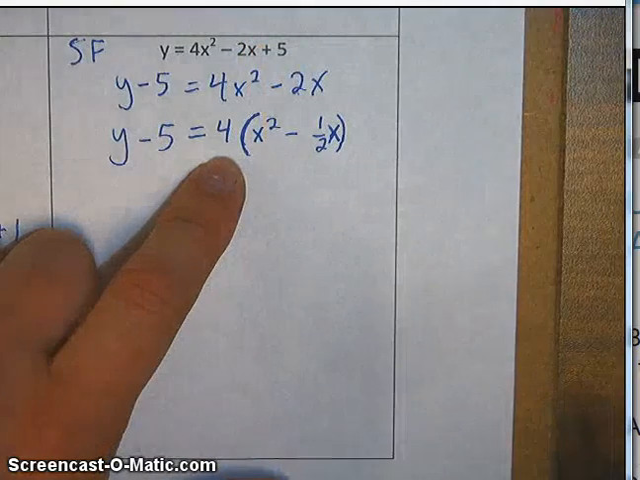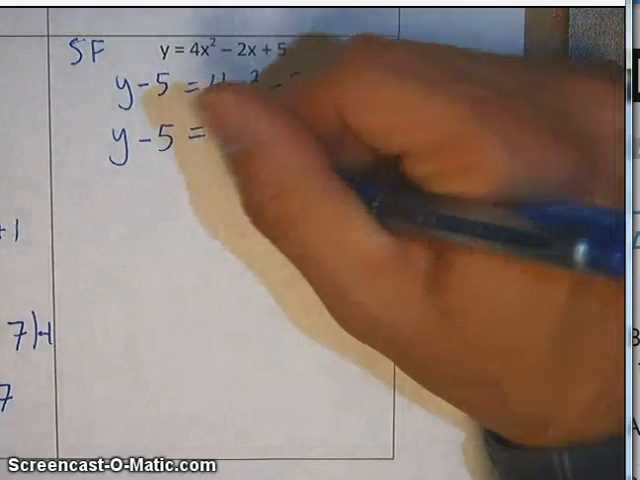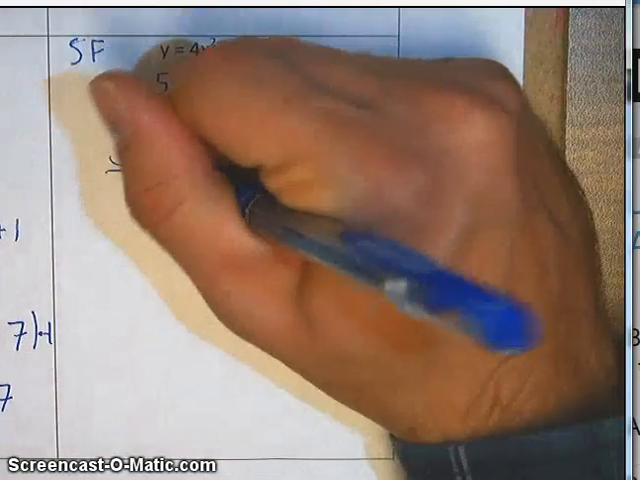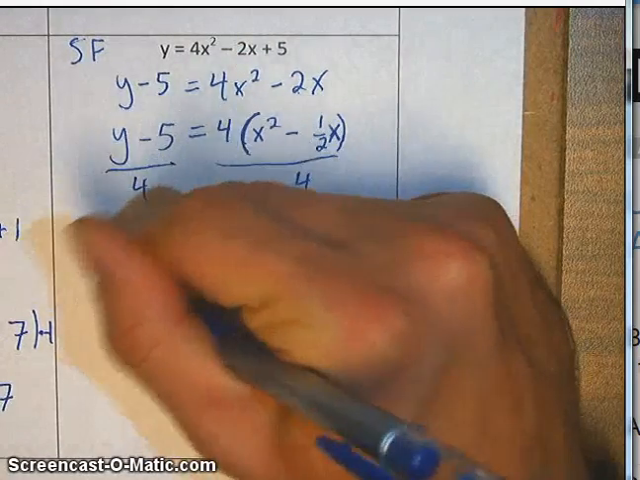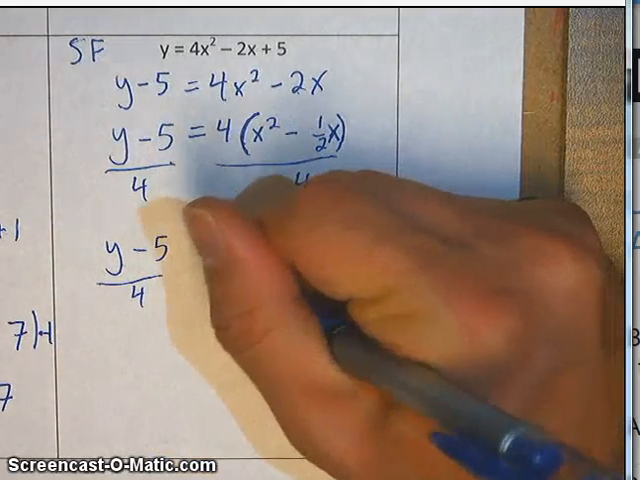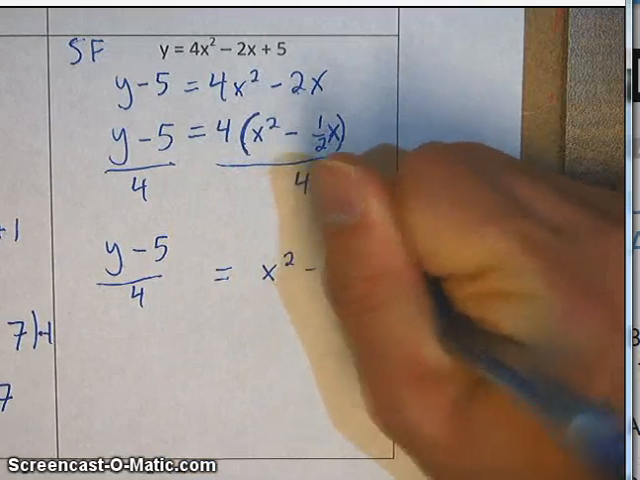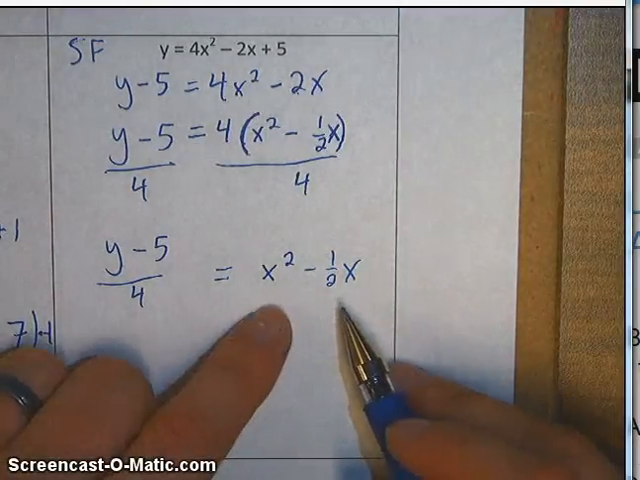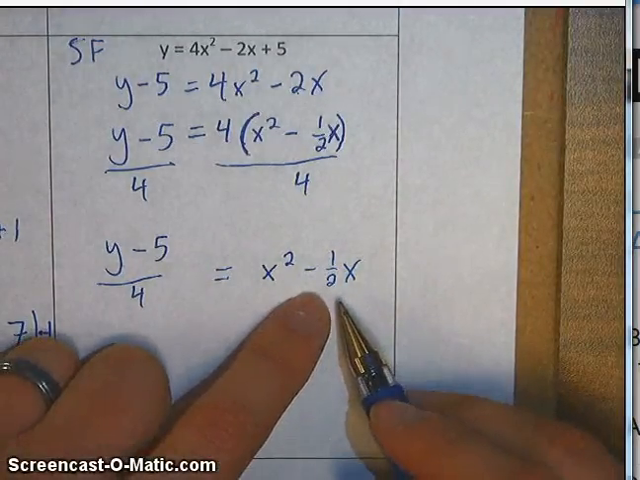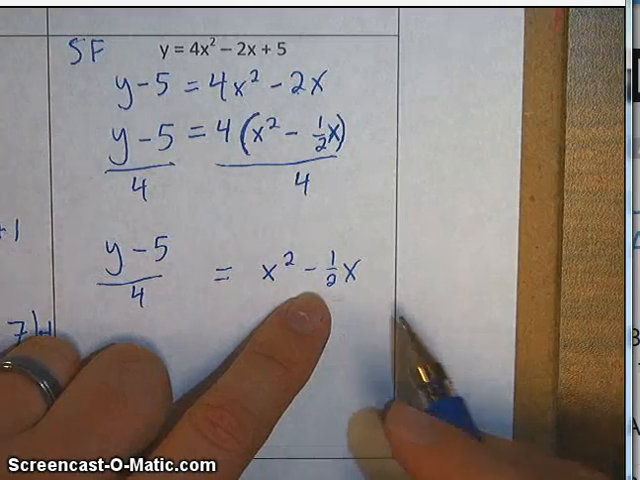Now I want to get everything inside the parentheses by itself, so I'm going to divide both sides by 4. So that's going to leave me with y minus 5 divided by 4 equals x squared minus 1/2 x. Well, I want to turn this into a perfect square trinomial, and the way you do that is you split this coefficient in half. Half of negative 1/2 is negative 1/4, and then you square it.